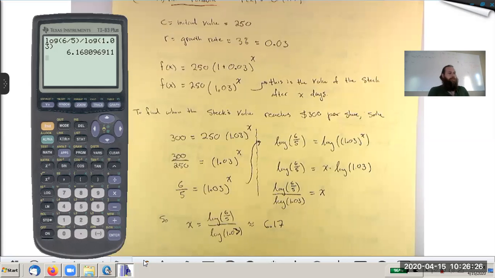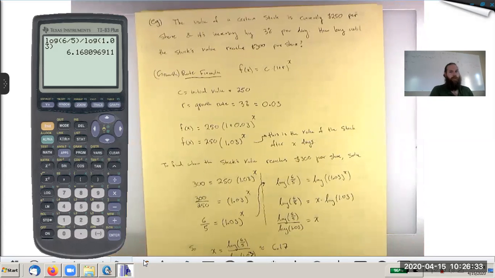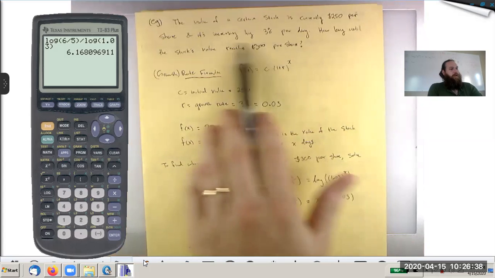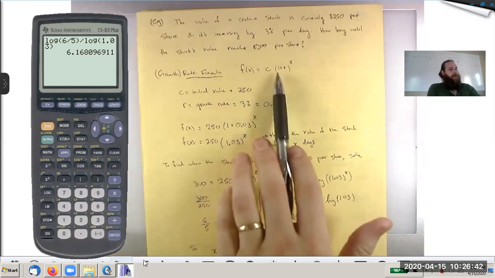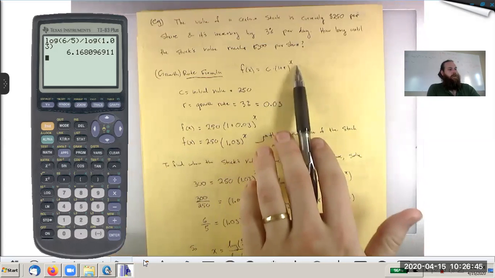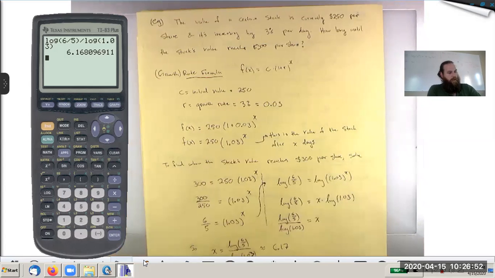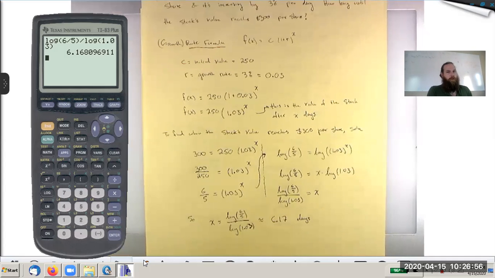How would we know? It's days, right? Remember, because they told us that the price of the share is increasing at 3% per day, I'm measuring time in this equation, in this function, by days. So X here is measuring time in days. This is the value of the stock after X days. So this is how many days it will take for the value of that stock to reach $300 per share.